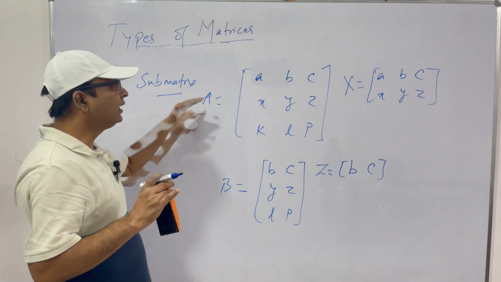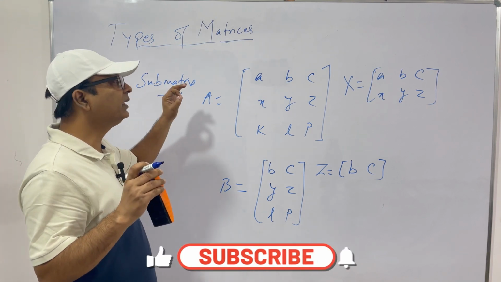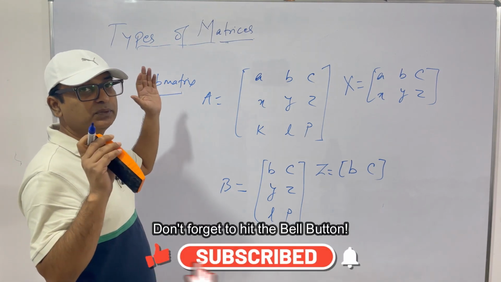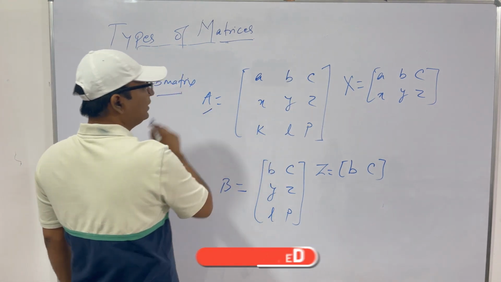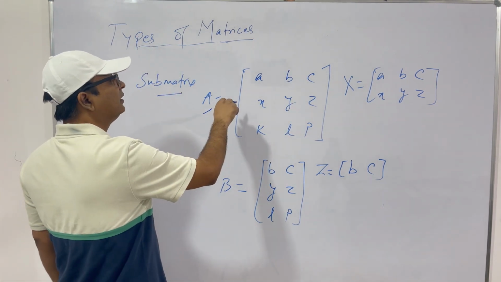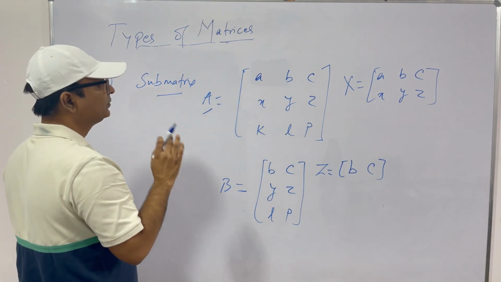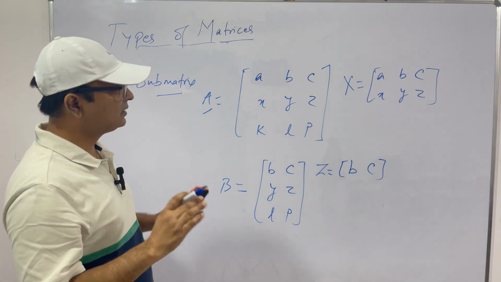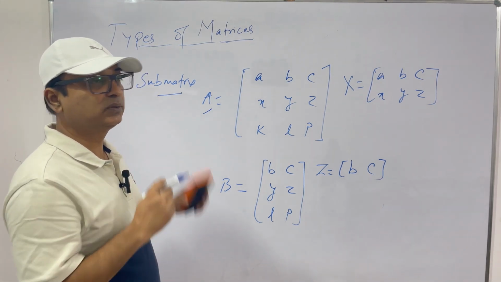And every matrix is a submatrix of itself. How? By omitting no rows, no columns. So if we don't omit any row or column, we get A, and that is, every matrix is a submatrix of its own. Clear? So now we have seen different types of matrices. Now we'll start operations on matrices.